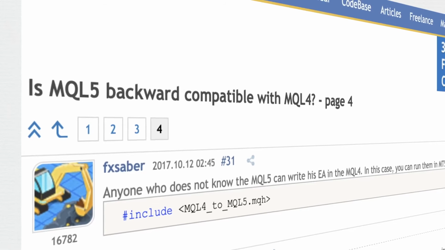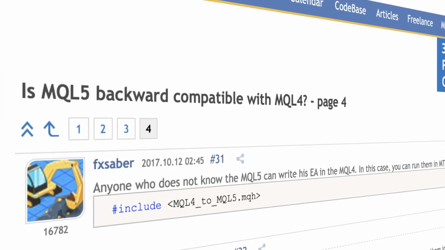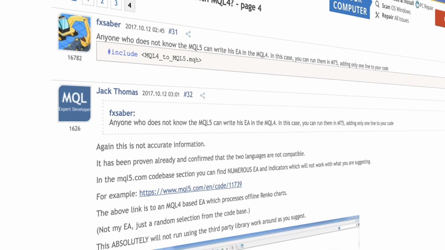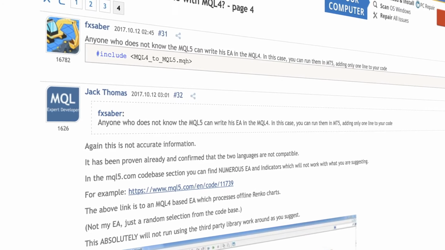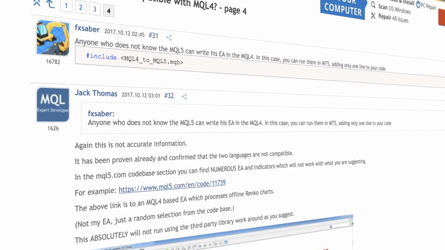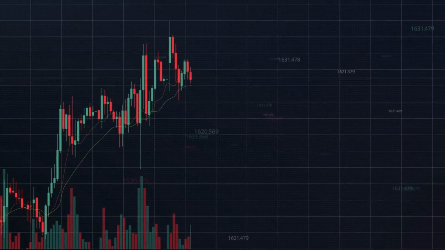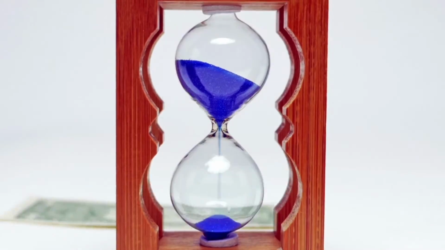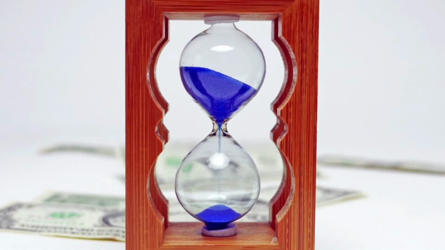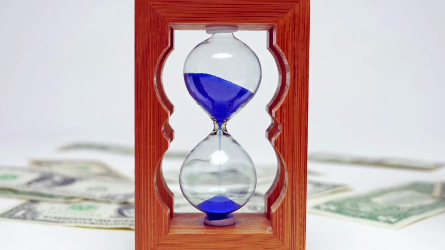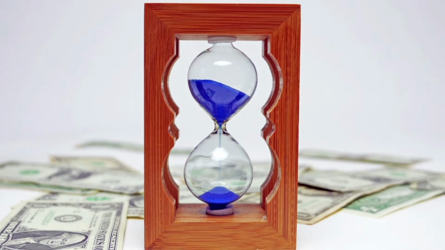An important note here is that you cannot simply transfer your MQL4 code into MQL5. Meaning there is no backward compatibility. A high percentage of traders use EAs or custom indicators and scripts in their trading. Moving these from MQL4 to MQL5 would be a very costly and time-consuming exercise.